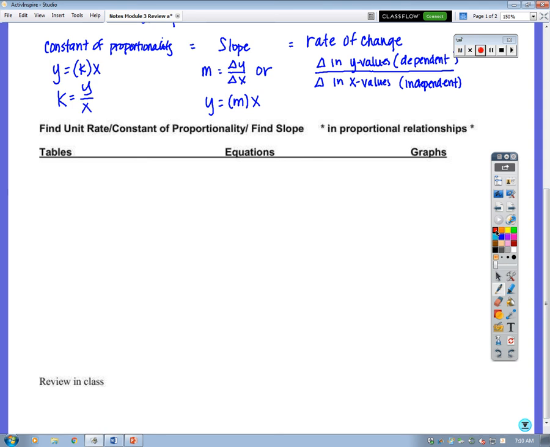We can find unit rate, constant of proportionality, and slope, all of these with tables. So I'm going to draw a table here real quick for you guys. Let's just give it 1, 2, 3, 4. The number of cells is not entirely important, but this would be our x, and this is our y in our table.